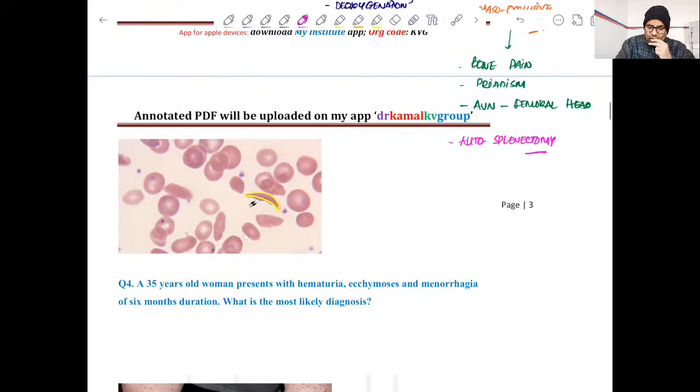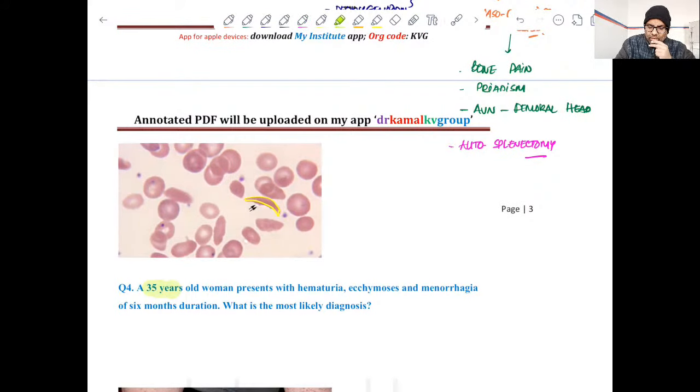Then moving forward, a young lady presents with hematuria, that is blood in urine. Hemat means blood, uria is in urine. There are ecchymoses, meaning subcutaneous bleeding spots, and there is menorrhagia, meaning excessive menstrual blood flow, and this has been present for 6 months. Now what is the diagnosis here? If you see, the lady is having bleeding tendencies.